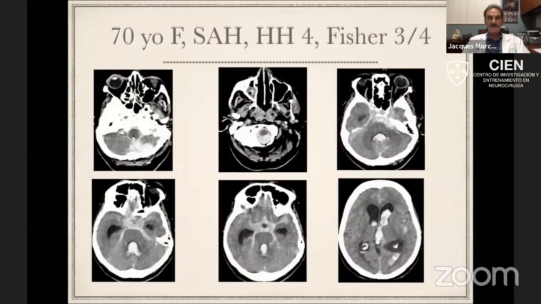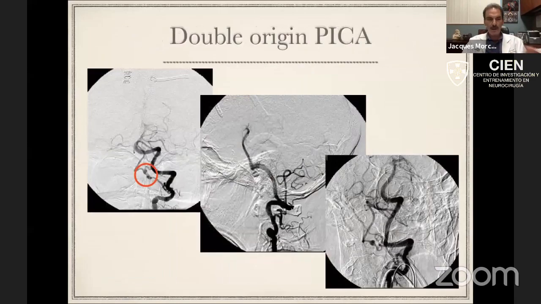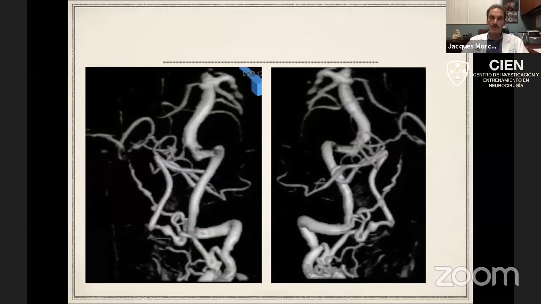And this is another case of subarachnoid hemorrhage. I'm quickly going through it. Look at this ugly aneurysm. You absolutely cannot treat this endovascularly. It's a distal dissecting aneurysm of the PICA. You can occlude the PICA endovascularly, but that would be a big risk to the perforators.